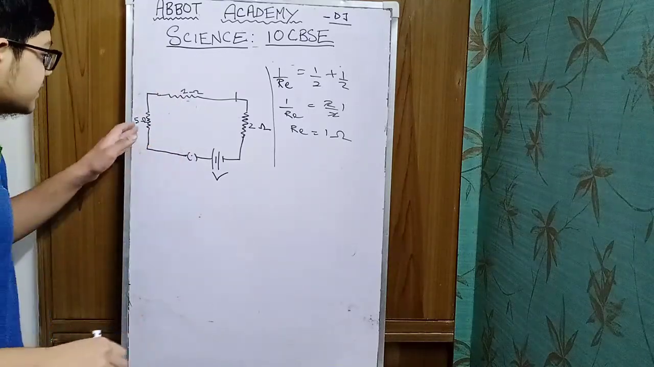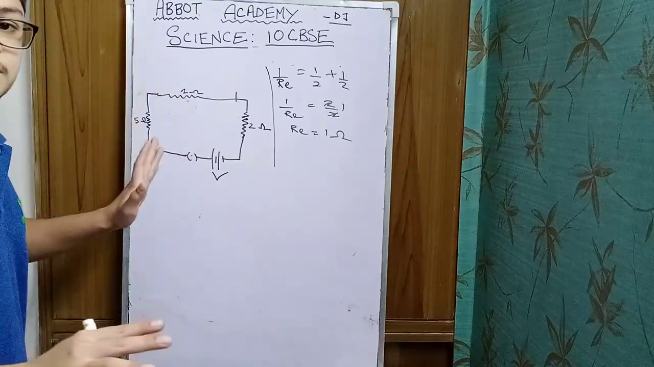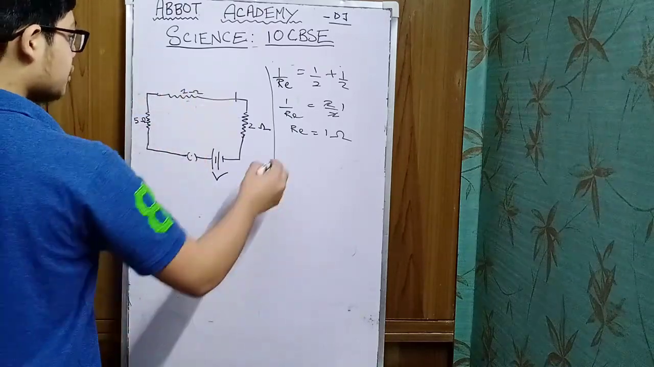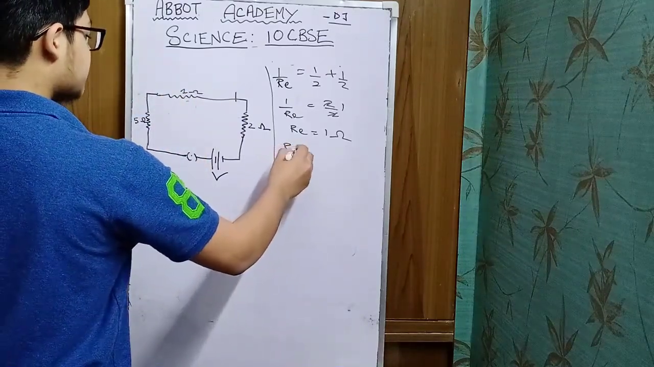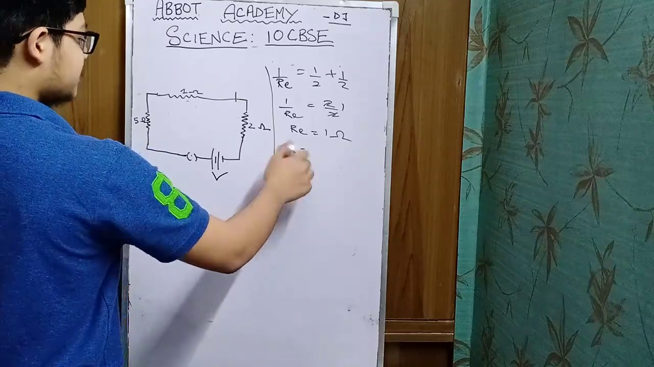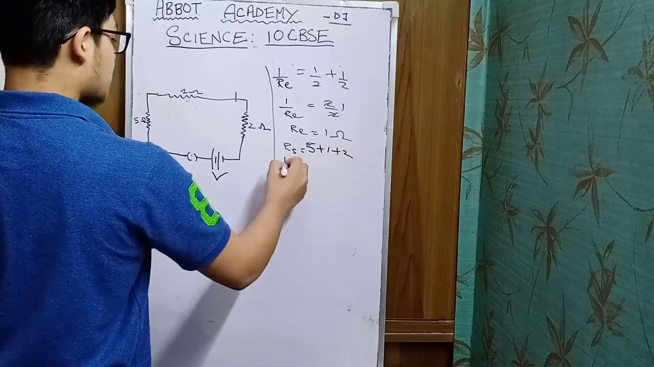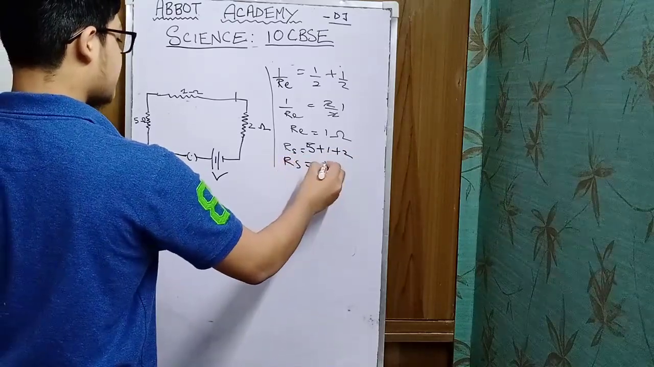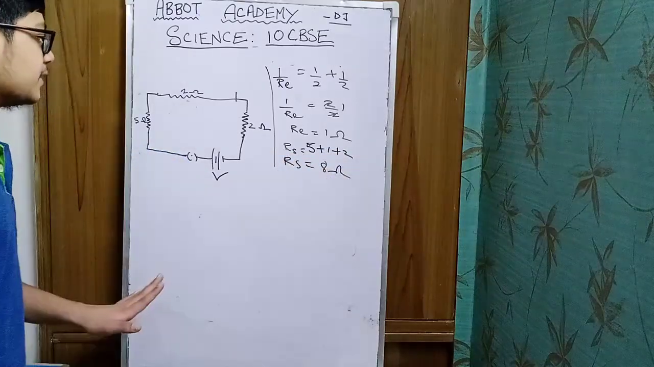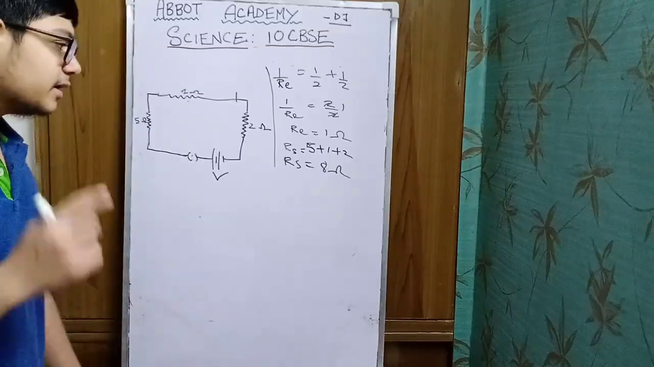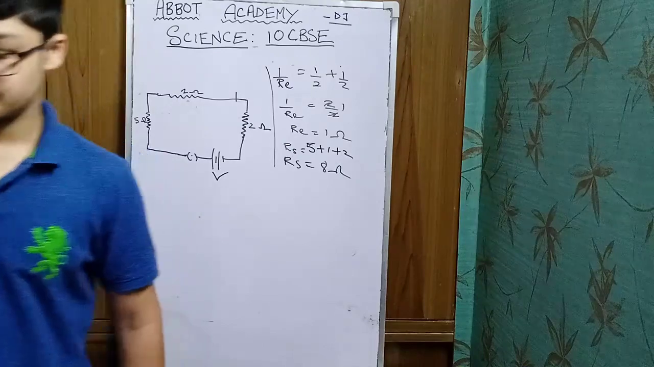Now we can see this arrangement is in series. Simple. Now these three resistances are connected in series. So we can find RS. S denotes series. So 5 plus 1 plus 2. So RS becomes nothing but 8 ohm. Simple. So this numerical cleared our concept on resistance combinations. Now let us move to our third topic.